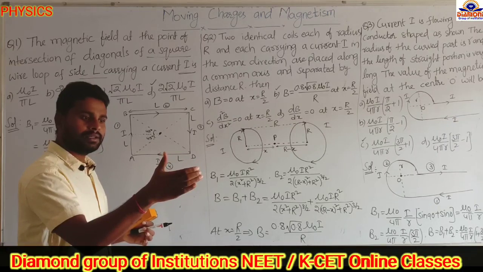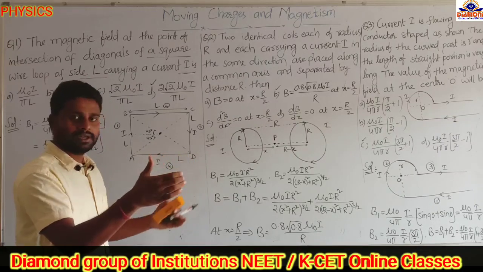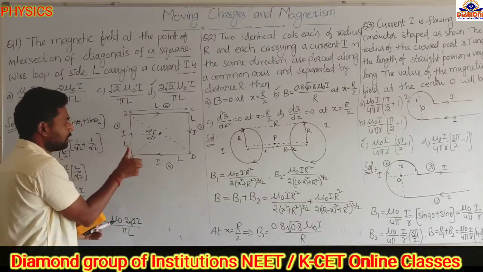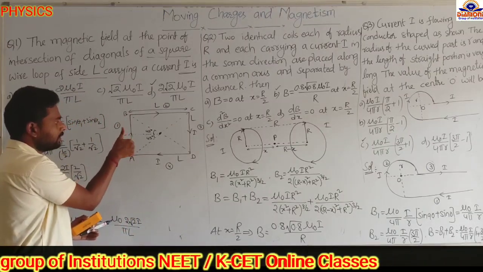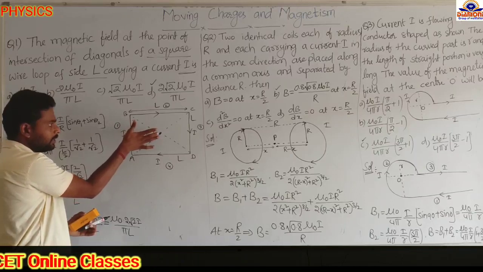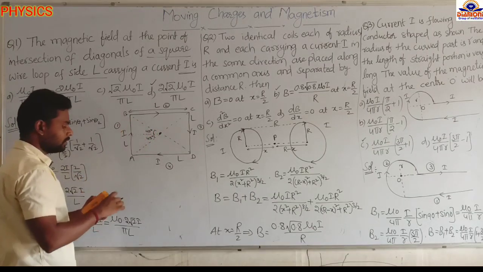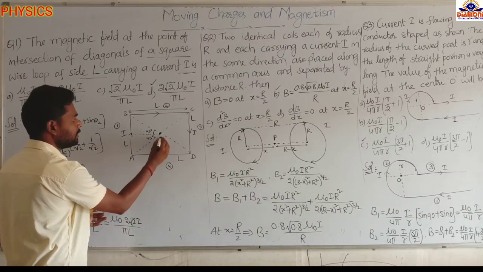Otherwise just bend the fingers; the bending of the fingers will show the direction of the magnetic field. See, first, where the current is going upward, keep the thumb in the upward direction and stretch the fingers toward the point where I have to find. Now the palm is showing the magnetic field direction inward. Okay, the magnetic field direction is inside.